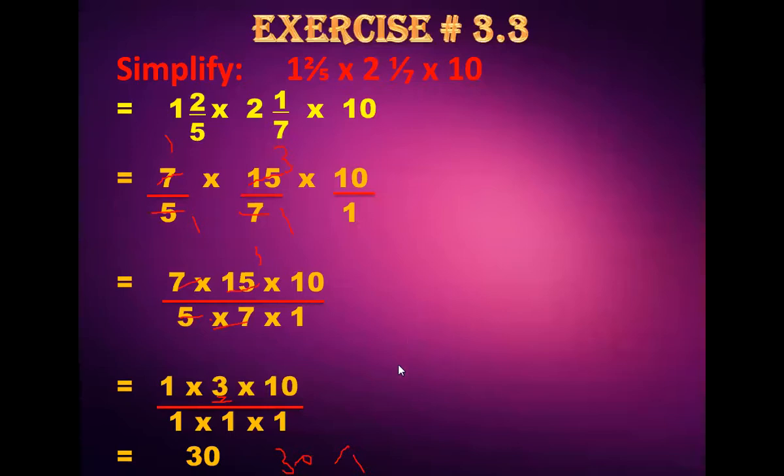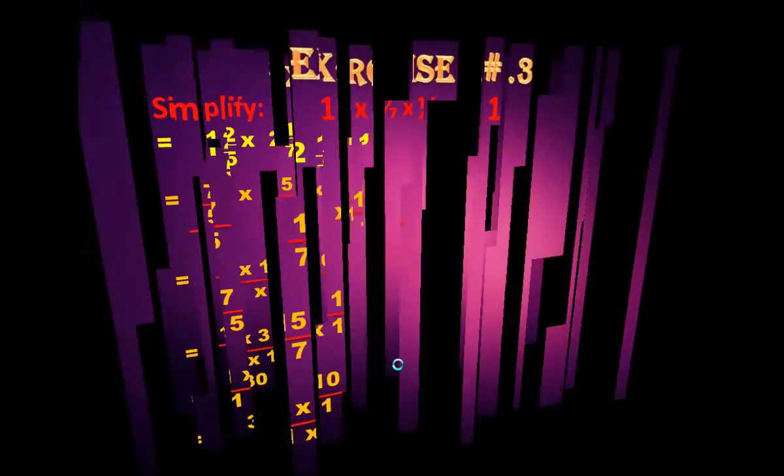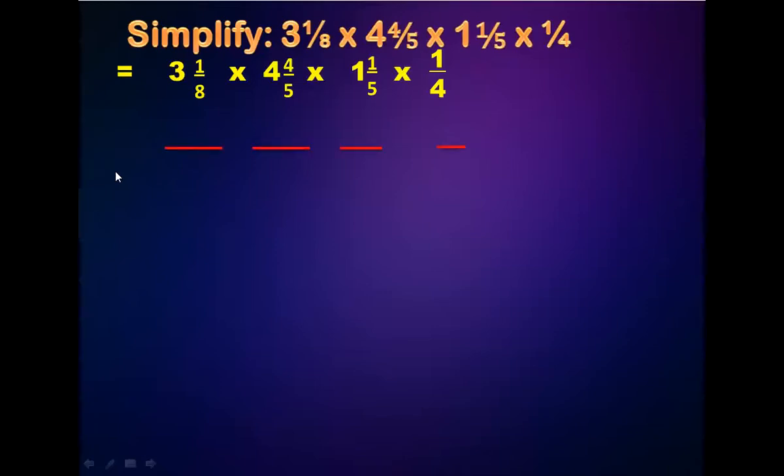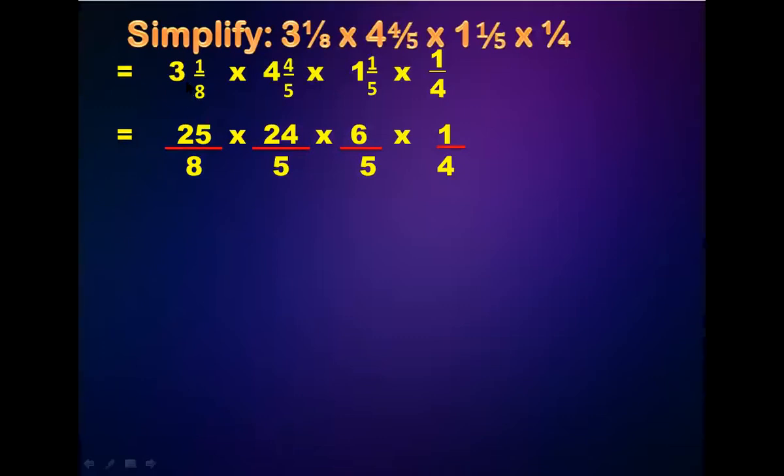Now, next you have another example. 3 whole 1 upon 8, 4 whole 4 upon 5 multiplied by 1 whole 1 upon 5 multiplied by 1 upon 4. Very simple. In the first step, you will simply convert all of them into improper fractions. So you will simply convert them into improper fractions. How? Like this. 8 multiplied by 3 is 24.